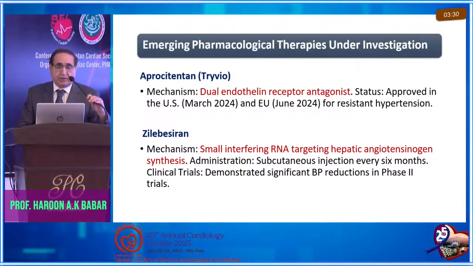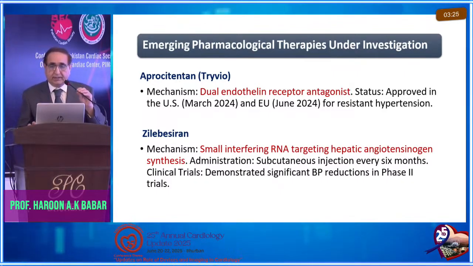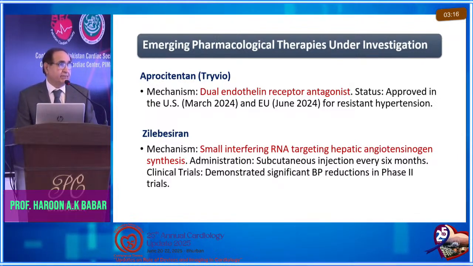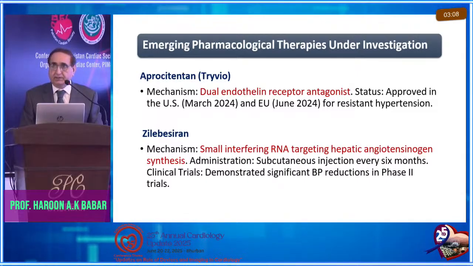Some of the emerging pharmacological therapies will be of interest to you. These are under investigation, but one drug, aprocitentan, was approved by the FDA last year in March. The mechanism of action is a dual endothelin receptor antagonist, acting on both endothelin A and B receptors. The status is approved.